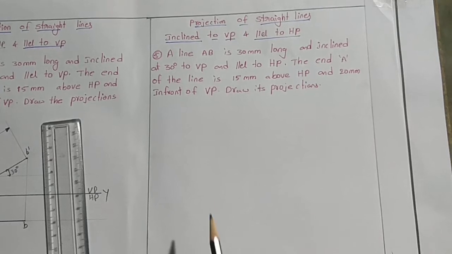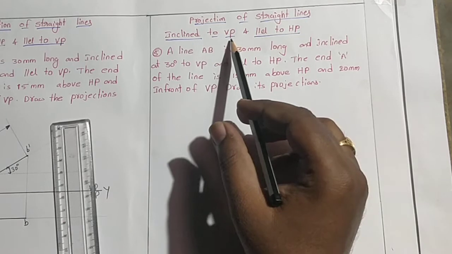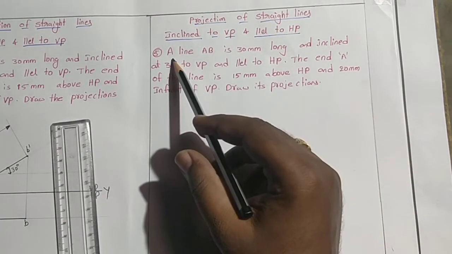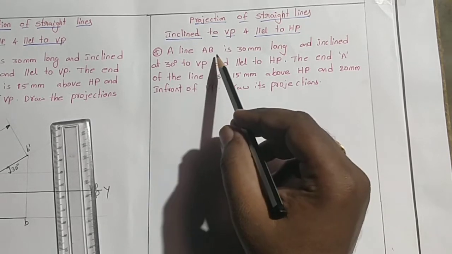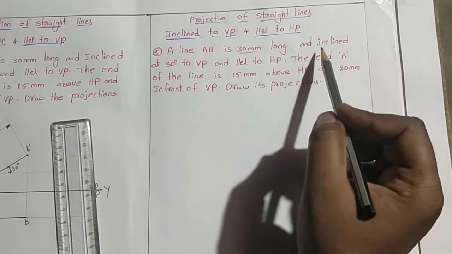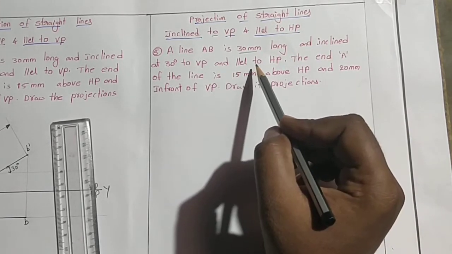Now to projection of straight lines when the straight line is inclined to VP and parallel to HP. Okay, go through the problem. Here the problem given is that a line AB is 30 mm long, inclined at 30 degrees to VP and parallel to HP.